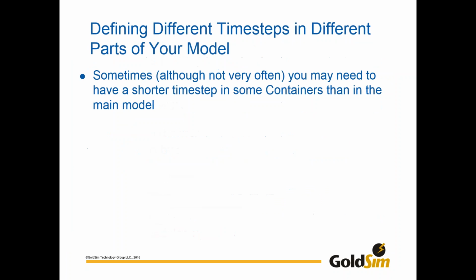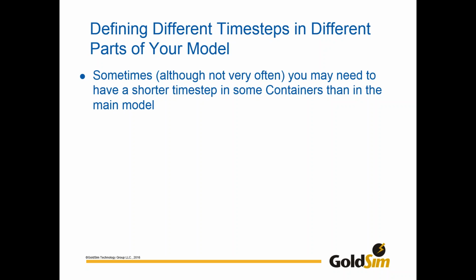Another powerful thing. Here's something that is also quite powerful, fairly rare, but I want to go ahead and point it out to you. Sometimes you may need to have a shorter time step in different parts of your model. So imagine you had one part of your model where the dynamics were changing very rapidly. The rest of the model, things were changing slowly. Well, if that's the case, you need a small time step to capture that stuff that's happening in that one part of the model, but you don't want to force that small time step on the entire model.